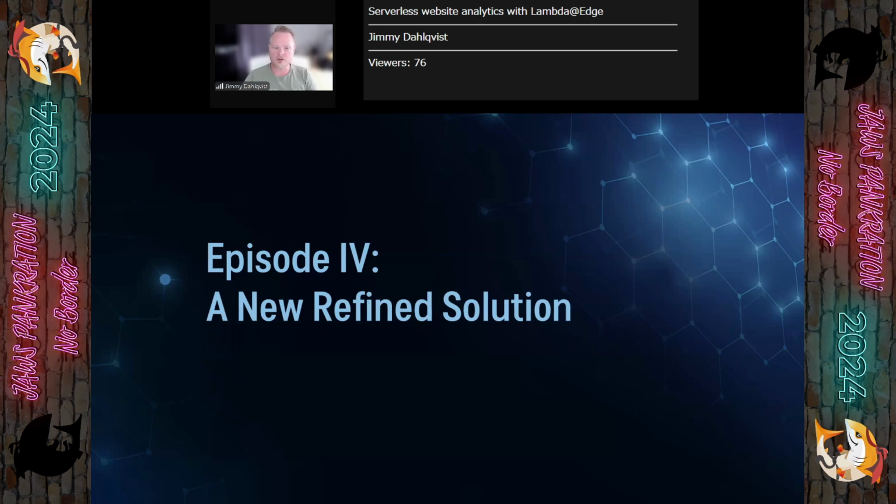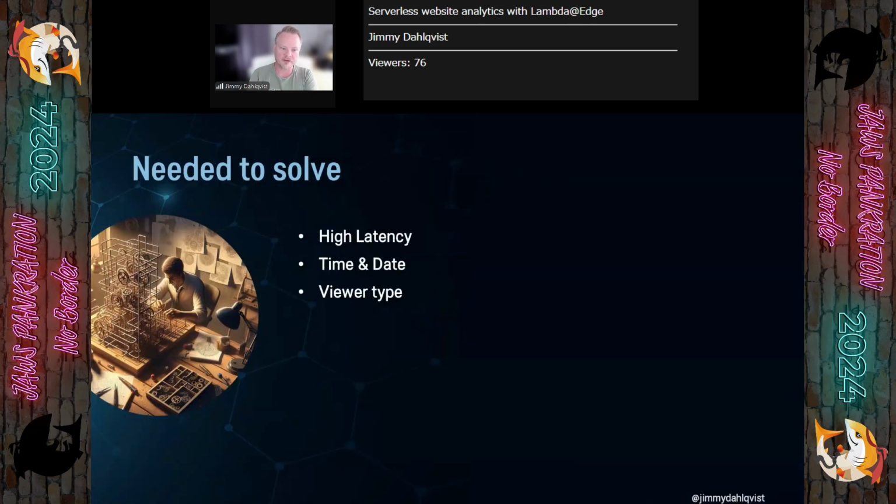So I started to build out a new, refined solution that was going to fix my problems. The things I needed to solve were the high latency, because the page felt sluggish. I needed to have a better view of time and date. I got one single string with time and access date. I didn't really care that much about the time. I just wanted the date, but I wanted to keep time for later reference. So I needed to split things up.